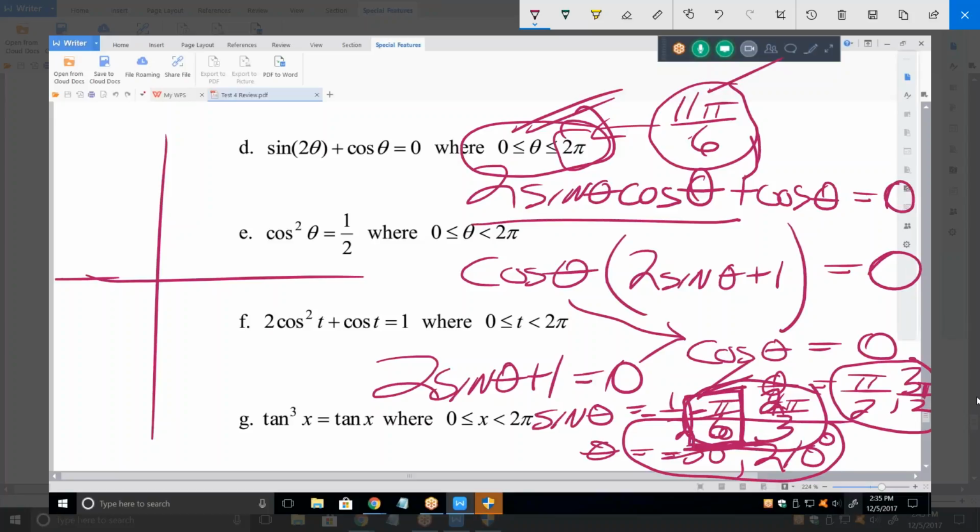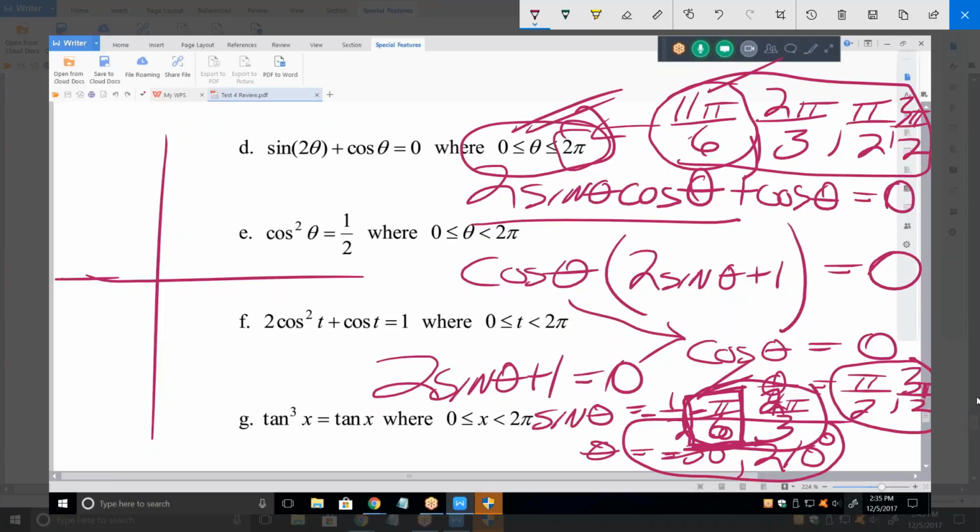Also I have 7 pi over 6. I also have pi over 2. And I have 3 pi over 2. There's your four answers to this problem. Every one of them is inside that domain from 0 to 2 pi. If I would have put an answer minus pi over 6, that's not in that domain. Notice, that domain is only positive angles, not negative angles.